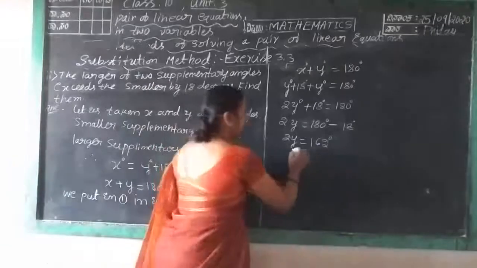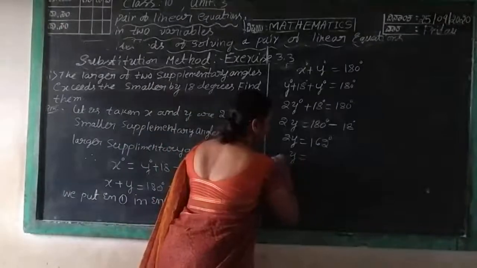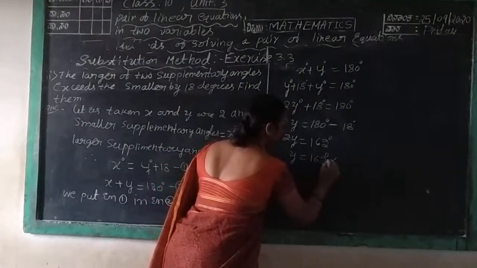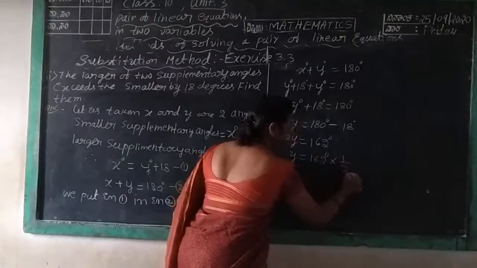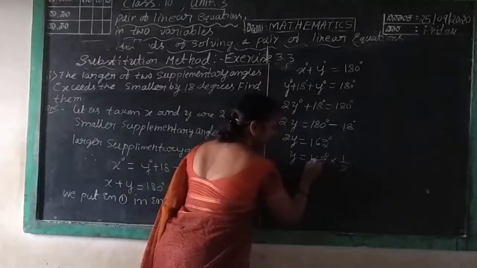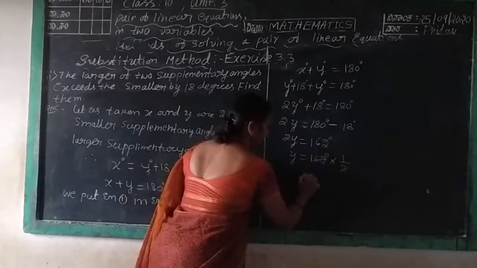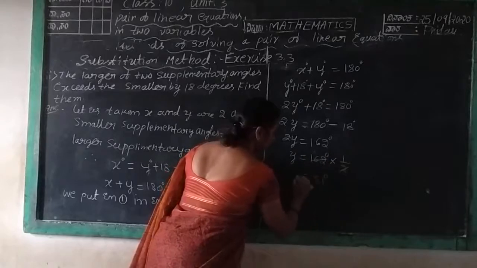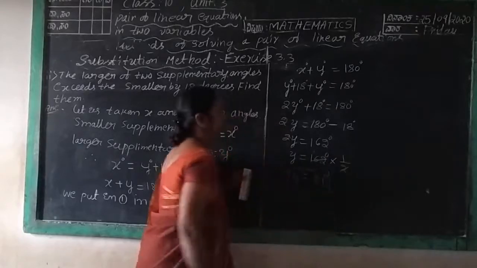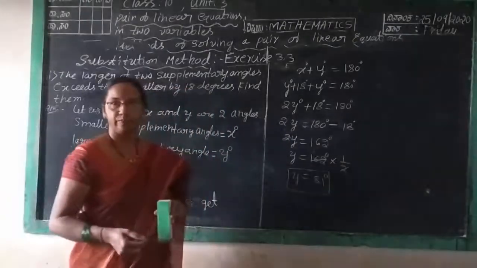162 degree. Then y is equal to, replace 2 to the RHS side. Denominator and numerator change because multiplication is there. Then divide this, 2 eights jump and 2 ones jump. We will get the y value is 81 degree.